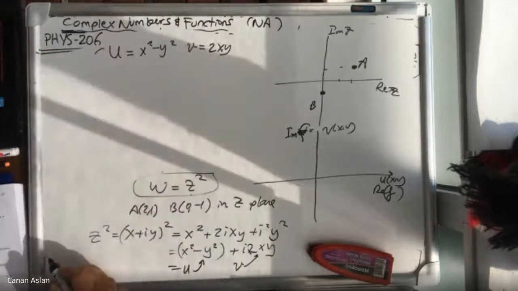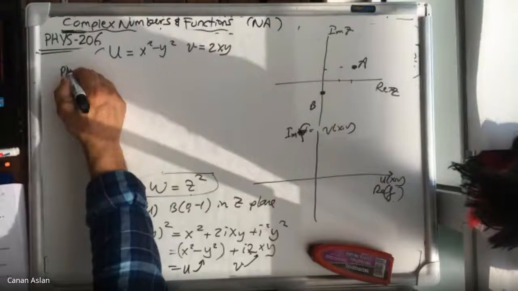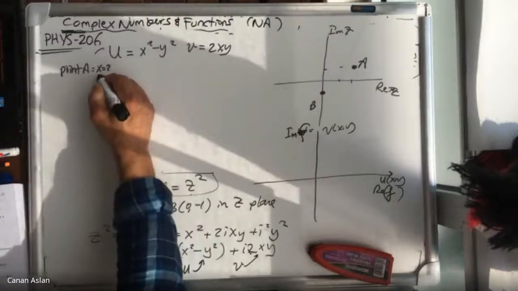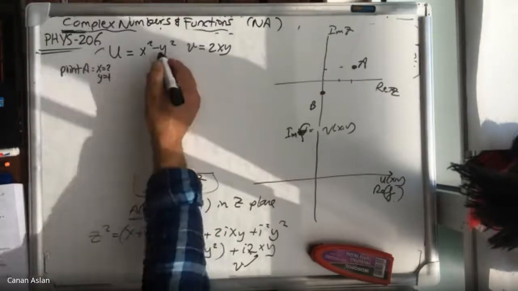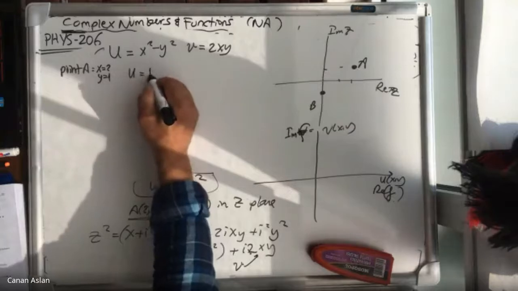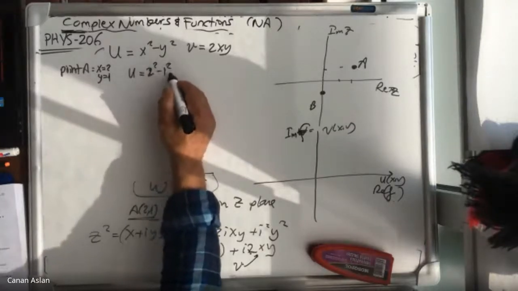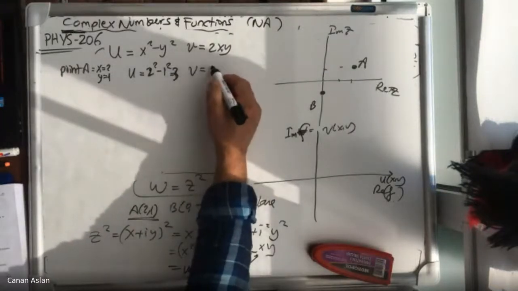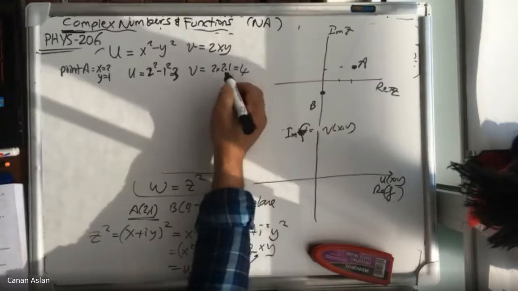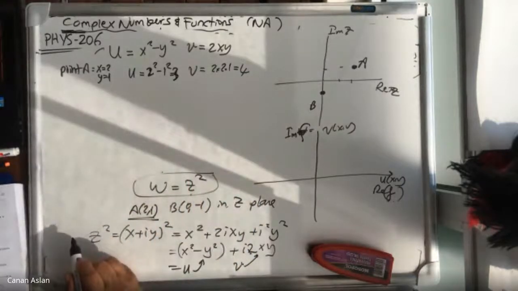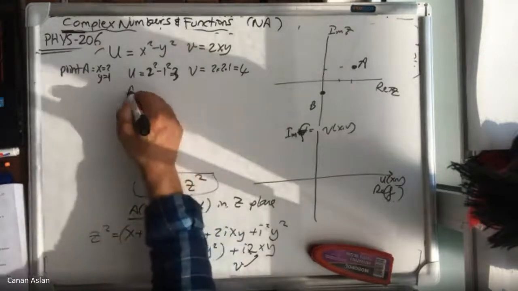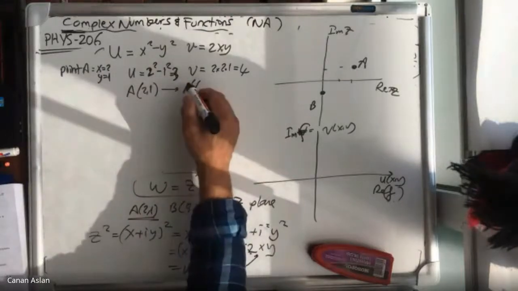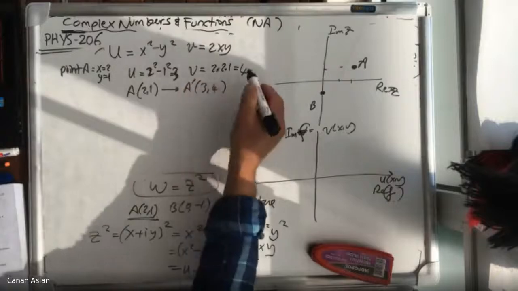Now the first point, point A. Remember that we had (2, 1) here, x equals 2, y equals 1. When we insert these values, u becomes 2 squared minus 1 squared, which is 3, and v becomes 2 times 2 times 1, which is 4. So 3, 4. So this point A, (2, 1), corresponds to A prime, which is (3, 4). 3 there and then 4 there.